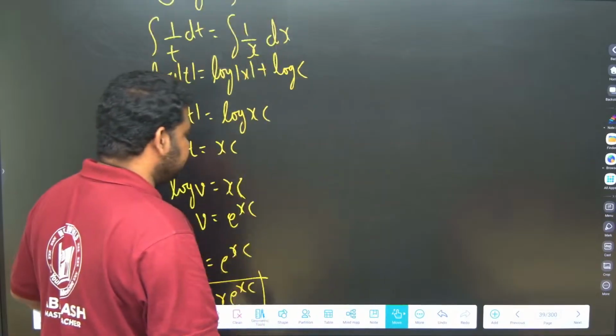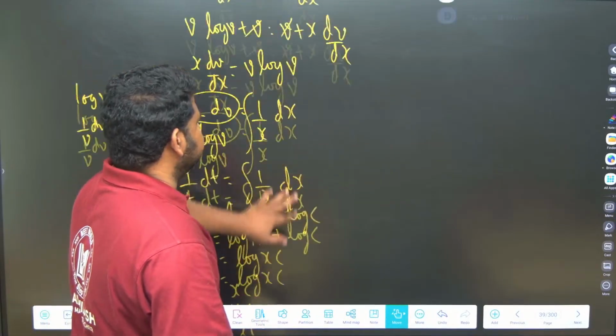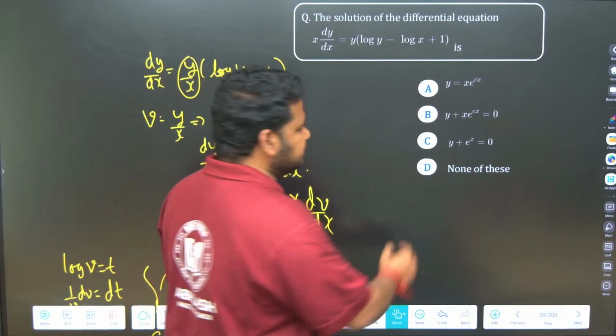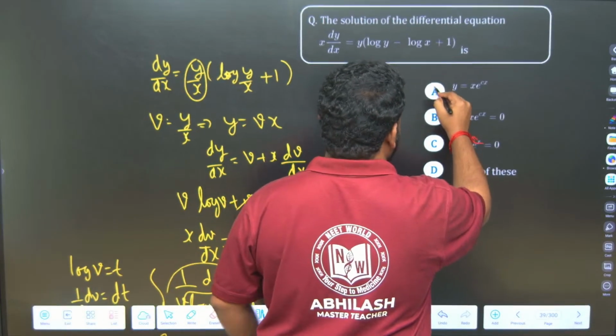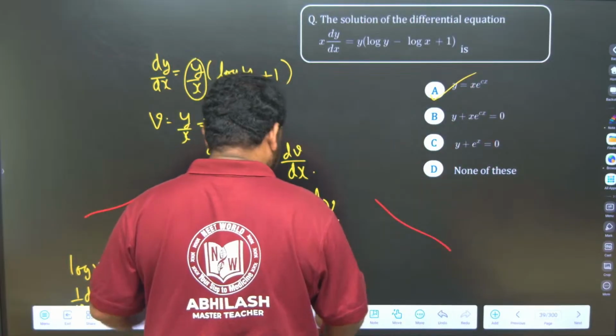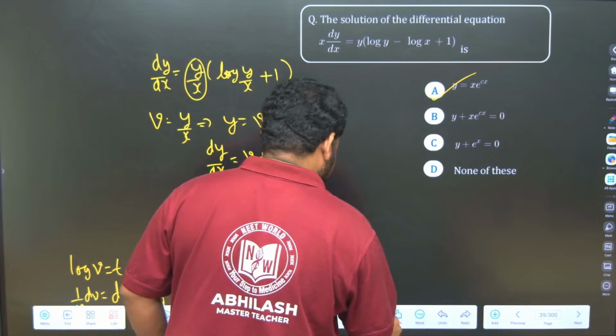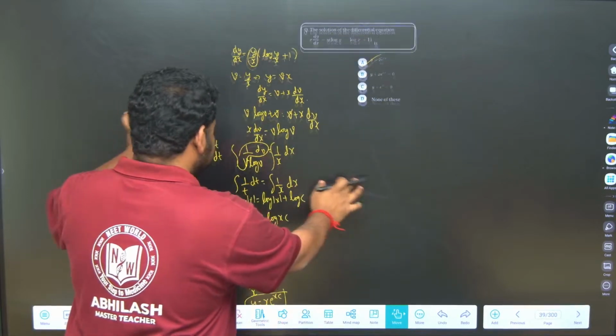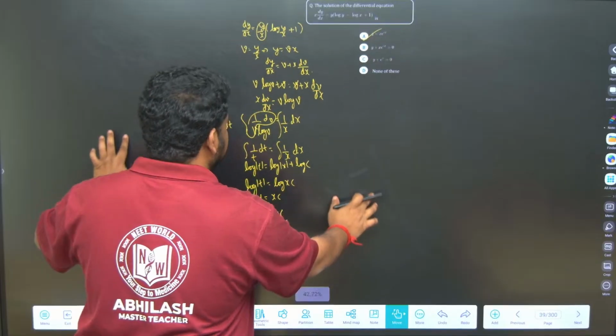Which option do we have? y is equal to x times e power xc, that is option A. Option A is the right answer. Please observe carefully. I am minimizing it so that if you want you can take a screenshot of the solution.